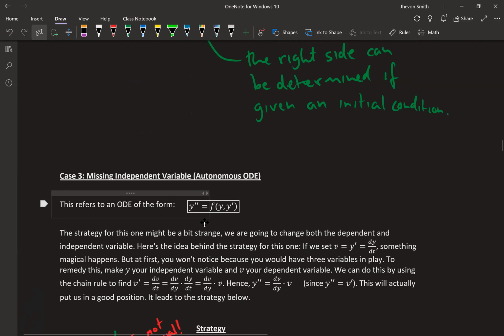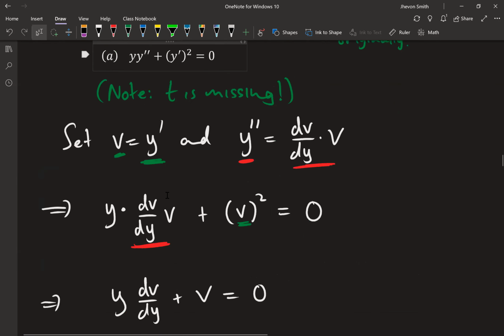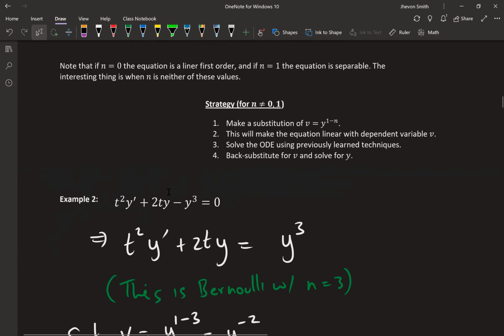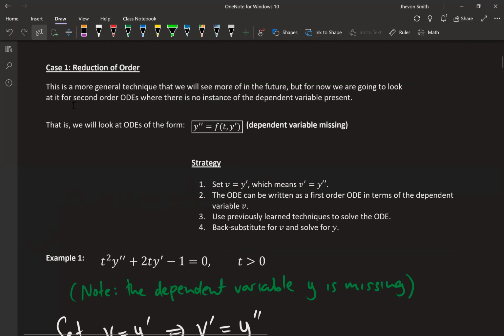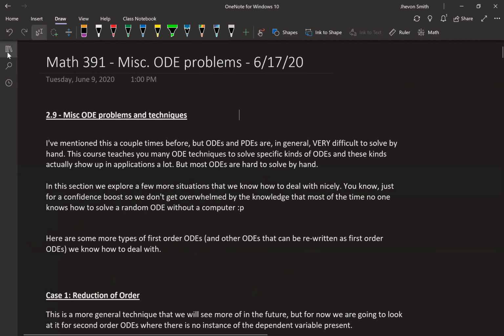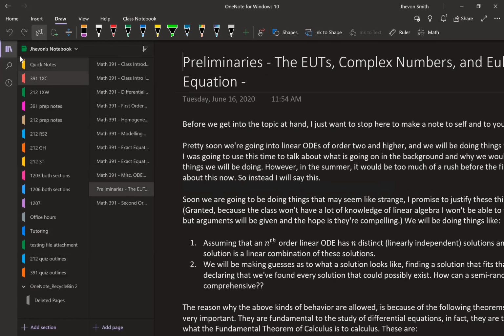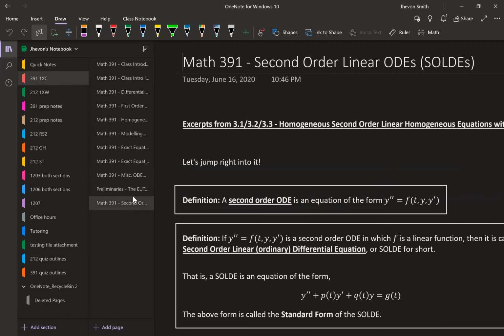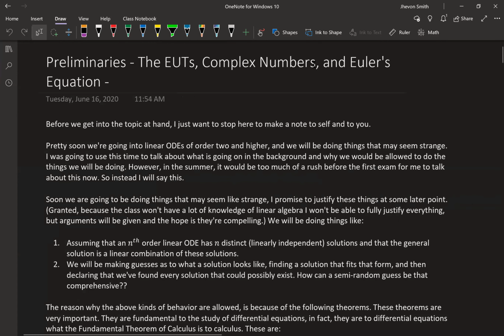Bernoulli, very important type, which we had before. Riccati is another famous one. It's also discussed in this section, but for some reason, traditionally, we just don't do it in 391 for whatever reason. So we're going to skip that. Now, the next thing we're going to move into is second order ODEs, which I have the notes for here. But before that, we actually need to talk about some preliminaries.